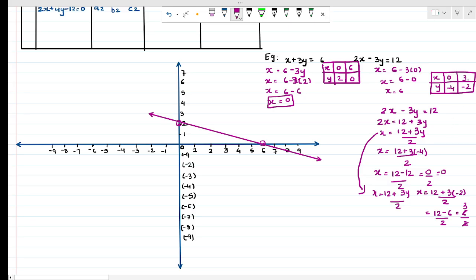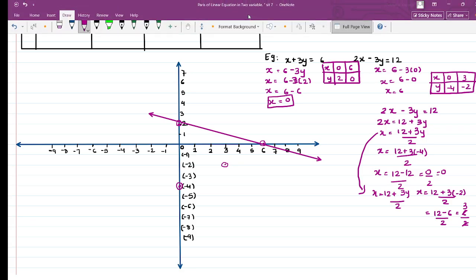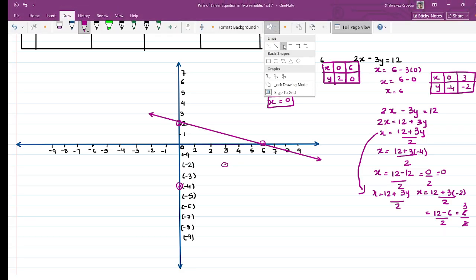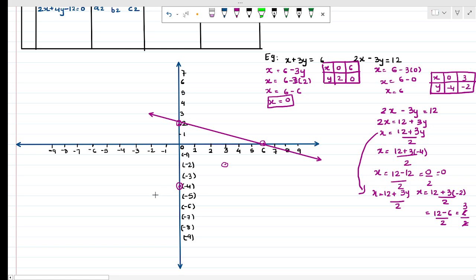Now for this also, plot your points on the graph. For x equal to 0, my y is minus 4, so the point will come over here. And for x equal to 3, my y is equal to minus 2, so somewhere over here. Okay. Now, with the help of a line, draw a line passing between these two.